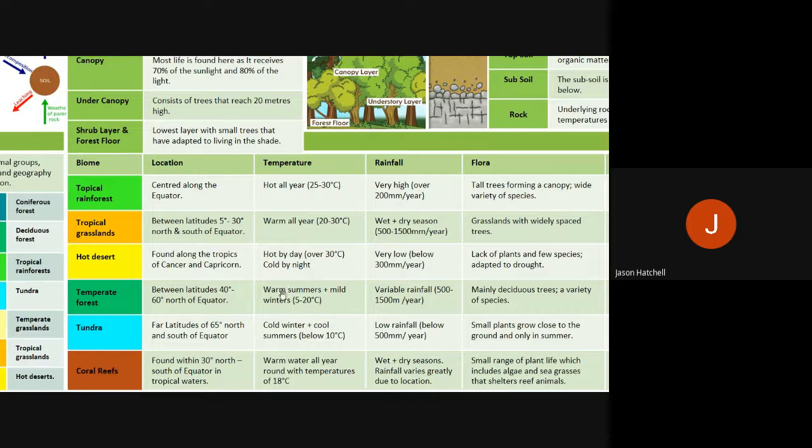Now, what we get in the UK is warm summers and mild winters. We don't usually get temperatures under 0 degrees Celsius in winter for a long period of time. Okay, so they dip under it, but they don't stay under it for very long. We have variable rainfall depending on where you are. So it can be as low as 500 millimeters per year, but it can be 1,500 millimeters or even 2,000 millimeters in the UK a year as well.